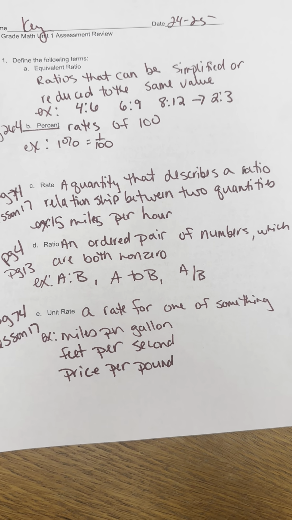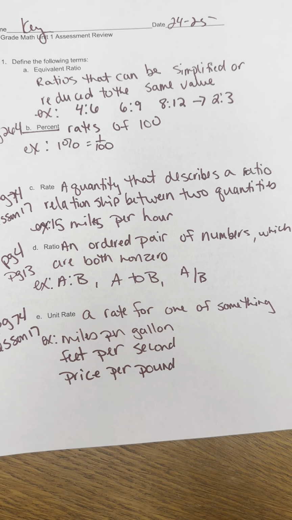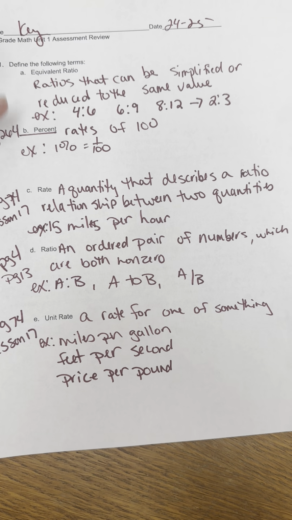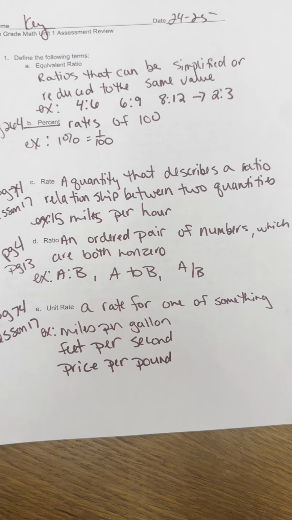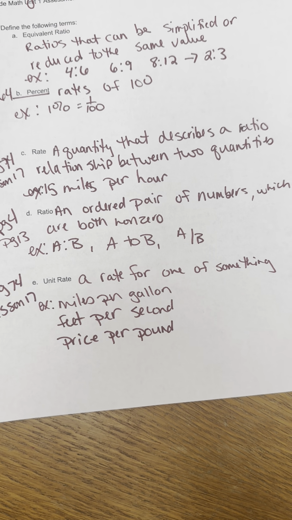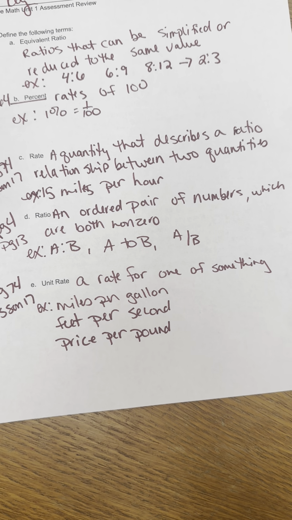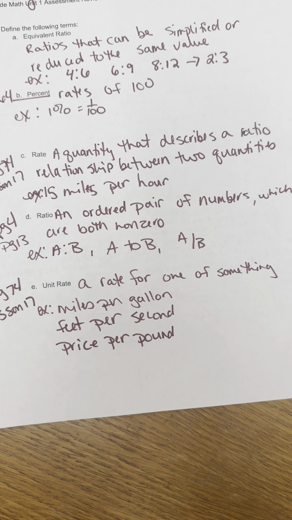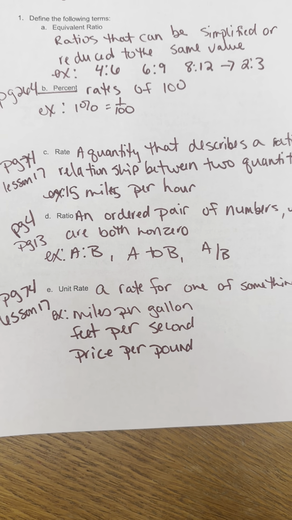Percent, I did put that in there in case you want to just make sure that you have everything filled in and everything's perfect. They are rates out of 100, so an example of 1% is 1 out of 100. Rate then is a quantity that describes a ratio relationship between two quantities. Example in this case would be 15 miles per hour. And then I have the page numbers that you can reference those as well.